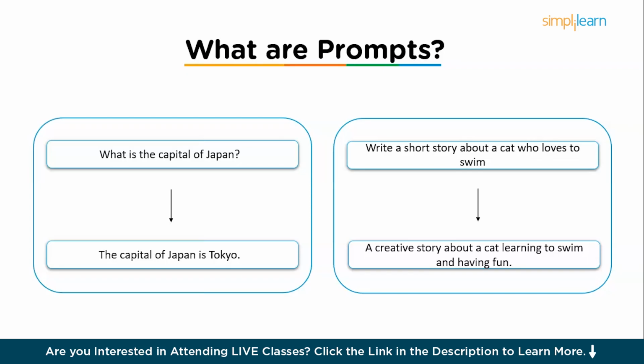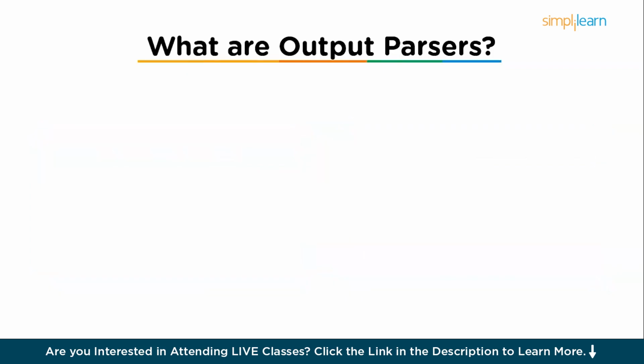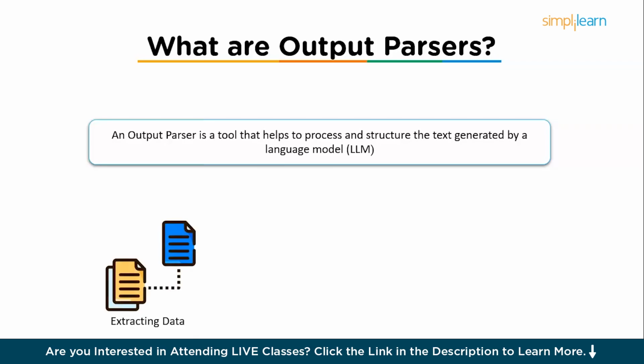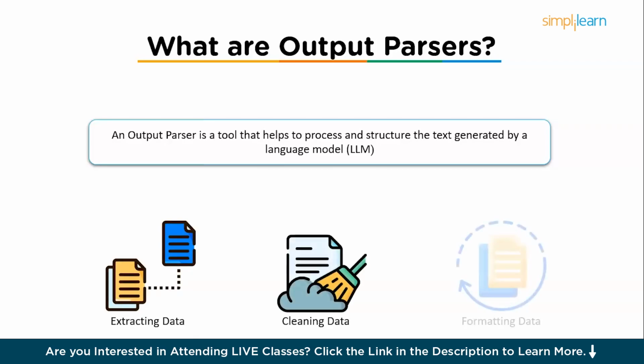Then let us understand what are output parsers. An output parser is a tool that helps to process and structure the text generated by a language model. When a language model generates output, it might be in the form of a long paragraph, sentence, or even free-form text. But often we need to extract specific pieces of information from that text, clean it up, and format it into something useful. Then we will see all this in action.